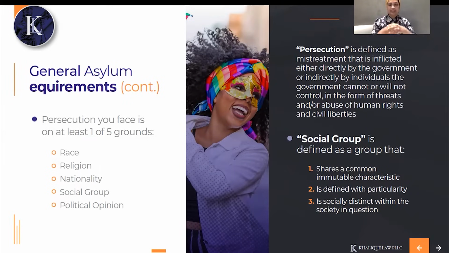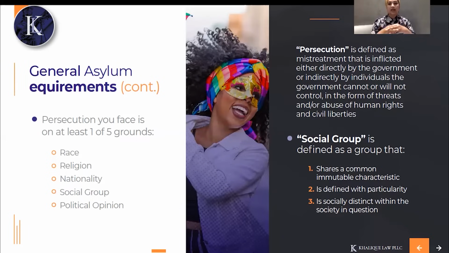A good example is gender. Gender can be a social group. So let's say you're a woman in Ghana, or you're a woman in Ecuador. You're a woman in a country where you are treated a particular way just because of your gender. That counts as something that is unchangeable about you and something that is particular and that everybody in the society can see that you belong to.